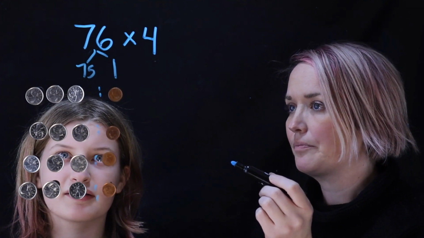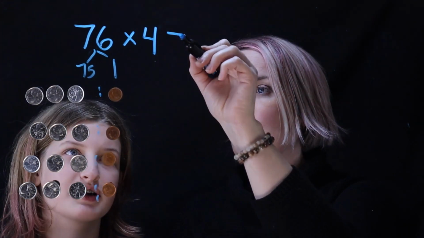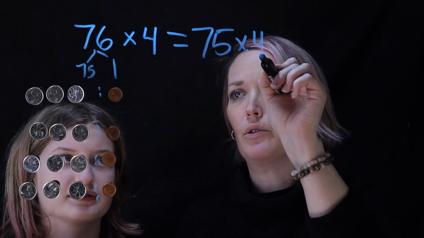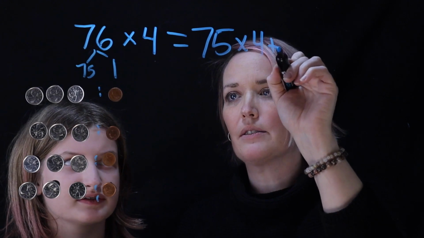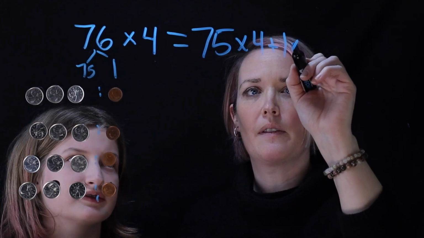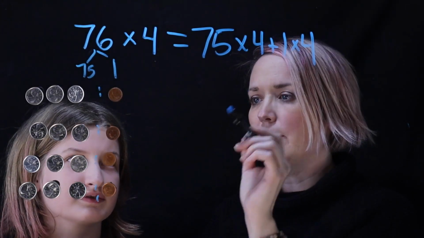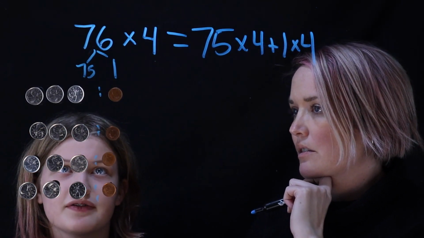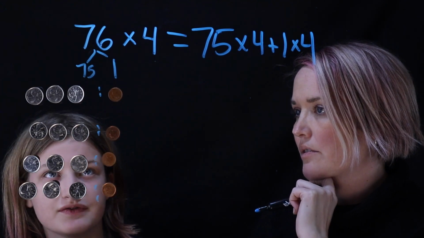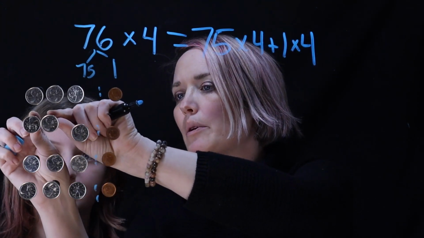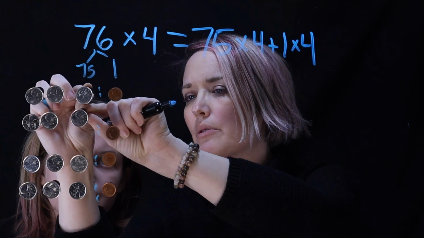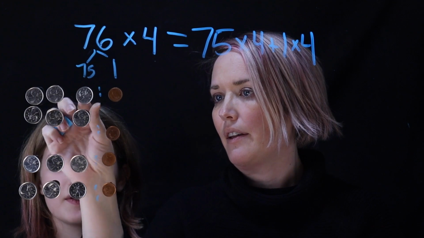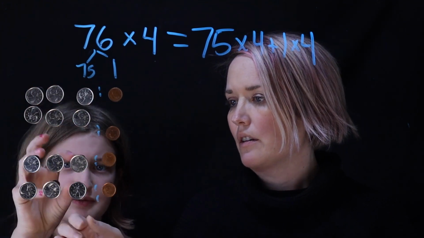Now, how are we going to figure this out? Well, I know I'm going to do 75 times 4. Okay, so 75 times 4 plus 1 times 4. Okay, so what's 75 times 4? Well, 75 plus 75 is 150. Yeah, and maybe we can just rearrange it like that for them. So then you see the dollar right away, because we have another one in the same group.